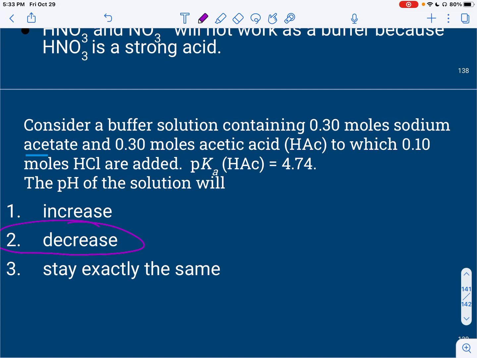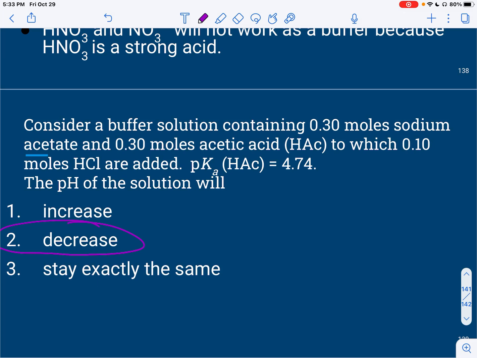If it said something like stay about the same because it's a buffer, okay. So this would still be a buffer even when you add a little bit of HCl, okay? There is still about 0.3 moles of acetic acid and 0.2 moles of acetate, so you're going to be fine.